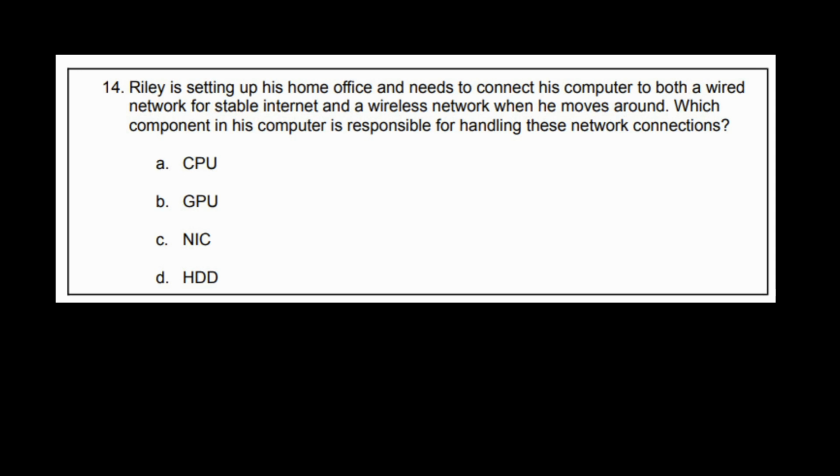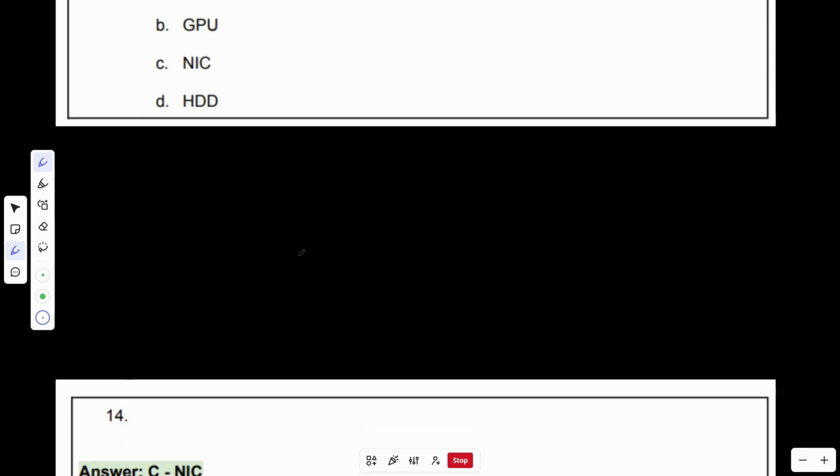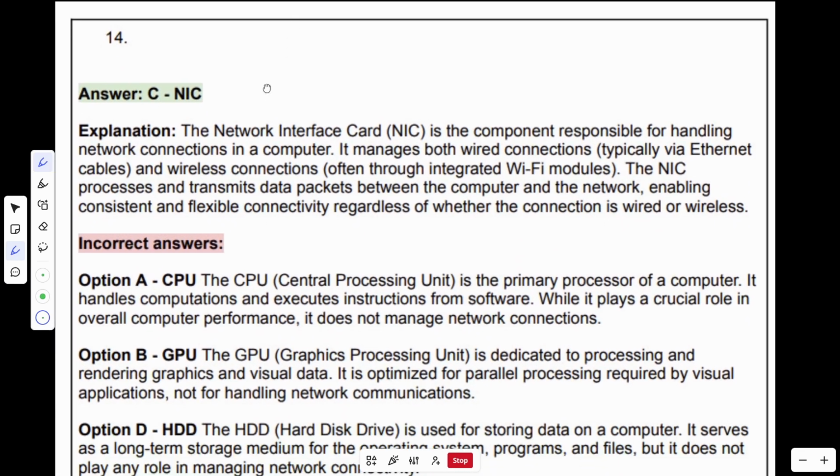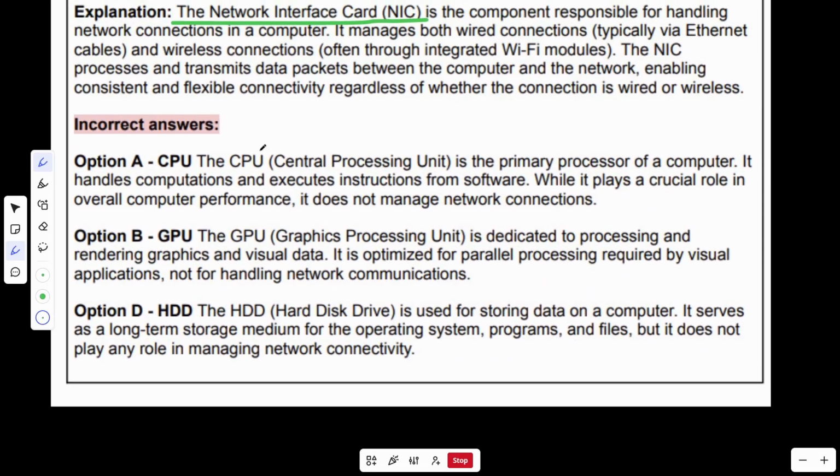Take a few seconds, guys. Your answer's coming in about 3 seconds. Pause the video if you need more time. Here we go. The answer is C, NIC. So the network interface card, or the NIC, is the card that is responsible for connecting your device to the internet, essentially, right? Our other options here, the CPU is the central processing unit.